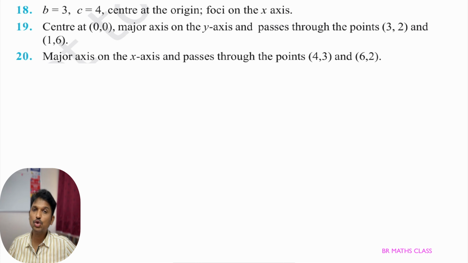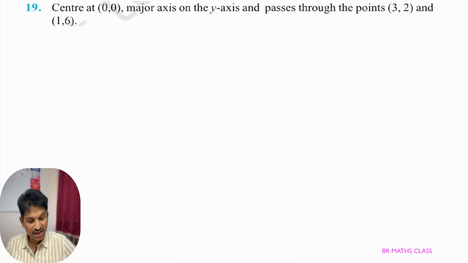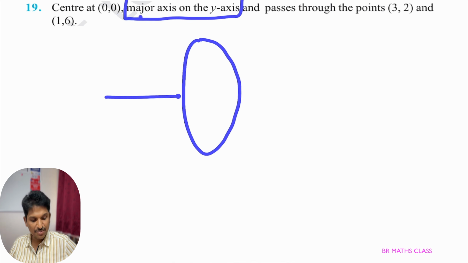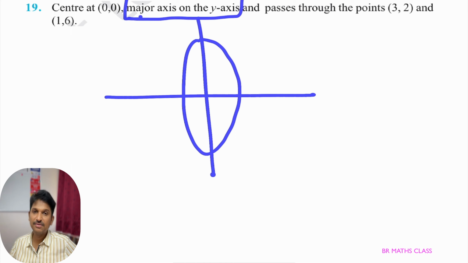Okay. First we will do question number 19. This 19th problem is easy, only the simplification part you may feel difficult, right? But actually it is easy. You please see 19th question. Center is at 0, 0. Actually, in our syllabus, whatever the ellipses are there, two types, in both the types center is 0, 0. So this is not much useful information. Okay. Major axis on y-axis means our ellipse is standing ellipse. This is second type of ellipse, right?